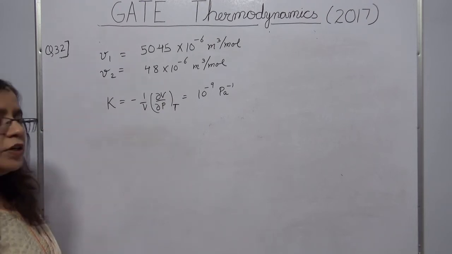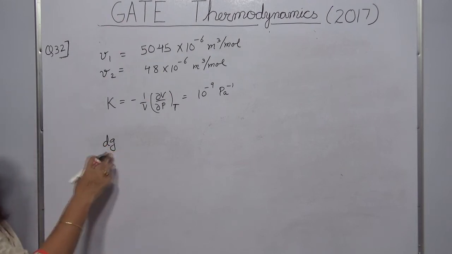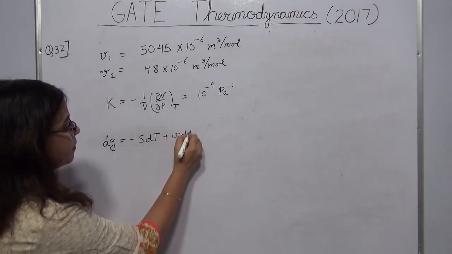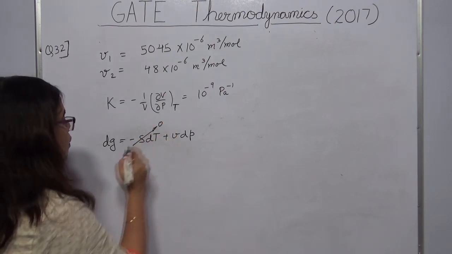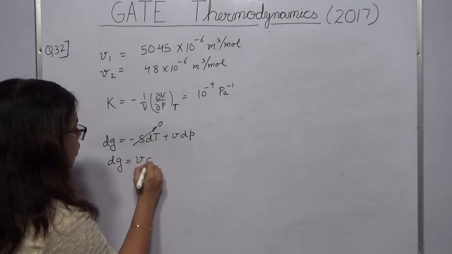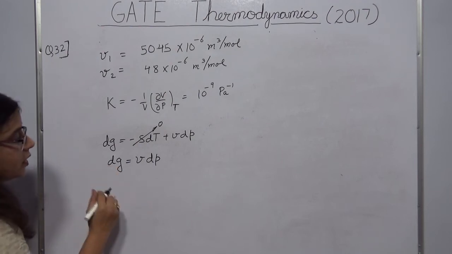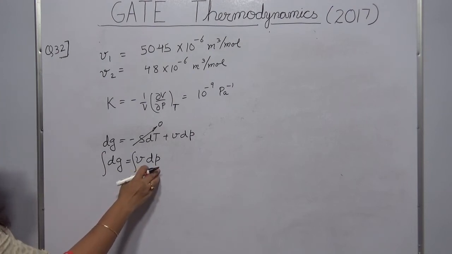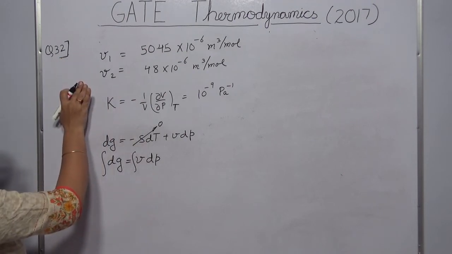You have to calculate your change in molar Gibbs free energy, which is dG, where G I am now referring to as my molar Gibbs free energy, that is equal to minus SdT plus VdP. Since this process is taking place at constant temperature, my minus SdT term goes to 0. What I am left with is dG equal to VdP. Now in order to find the change in the molar Gibbs free energy, I have to integrate this equation, but there is no information given about P. The only information given is about V.